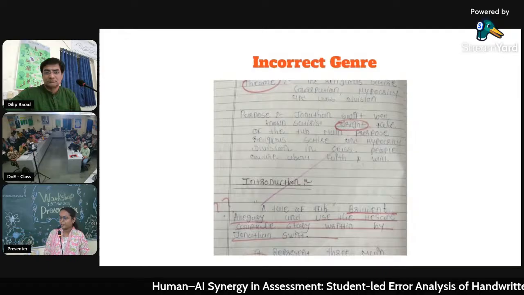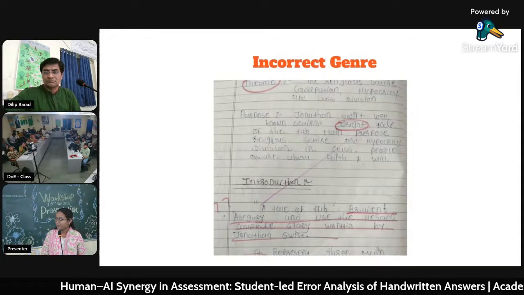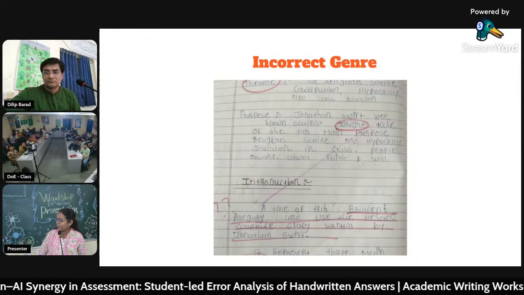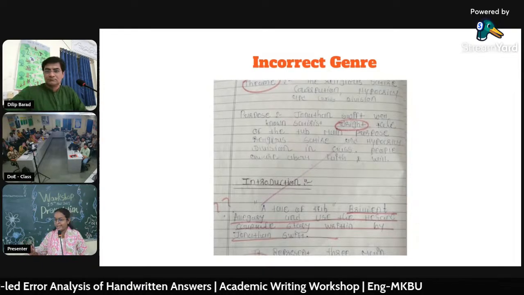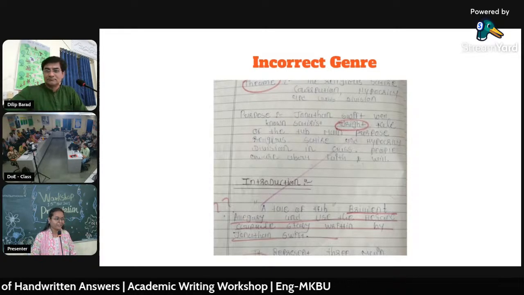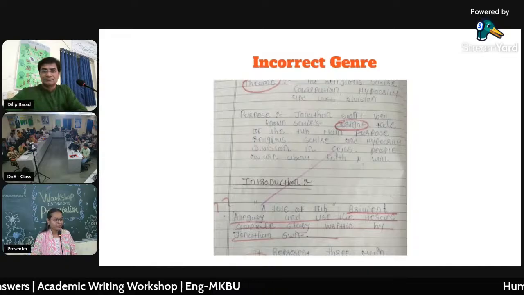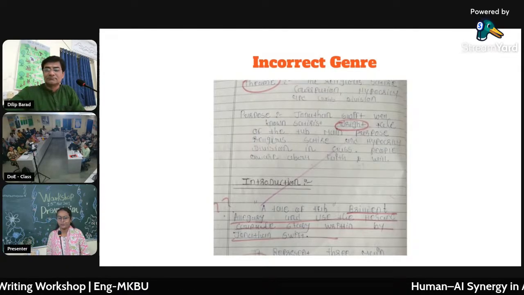Another mistake is incorrect genre. Here you had a question on The Tale of a Tub, and one student wrote that it is a heroic couplet as well as a story. So how can we make sense of these two things? Don't make these kinds of mistakes again.